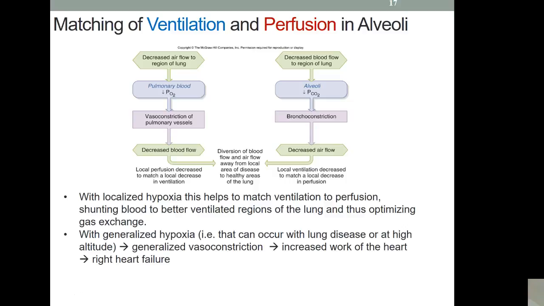Going back to our current topic, this matching of ventilation to perfusion is a good thing. However, if we were to have generalized hypoxia, so widespread hypoxia throughout the lungs, such as that can occur with lung disease or at high altitude, that can cause widespread generalized vasoconstriction, and that's going to lead to pulmonary hypertension and increased work of the heart and right heart failure.